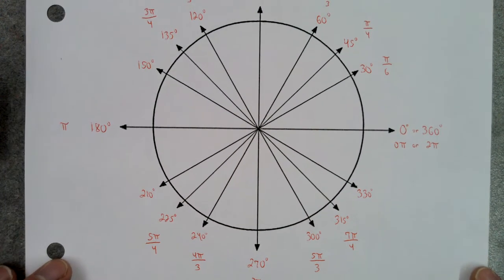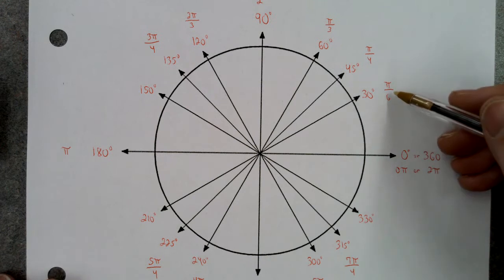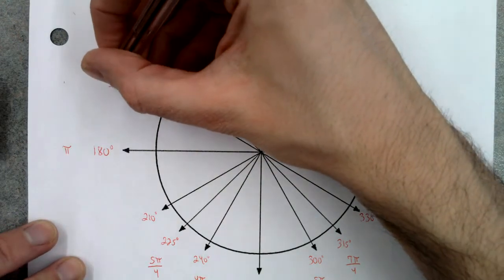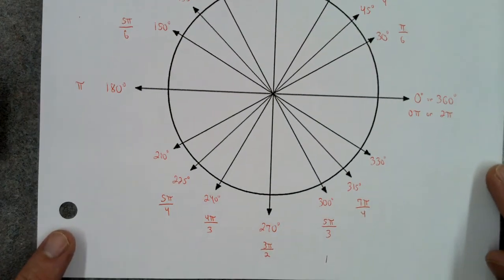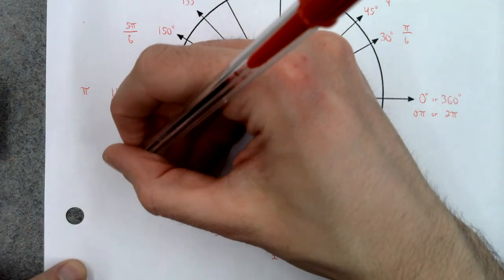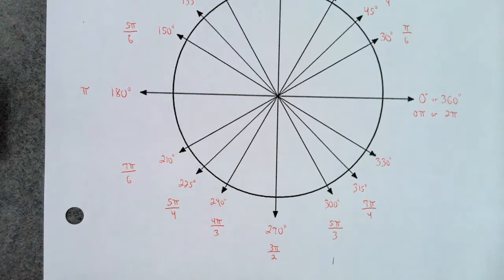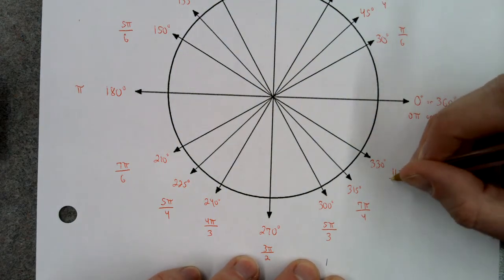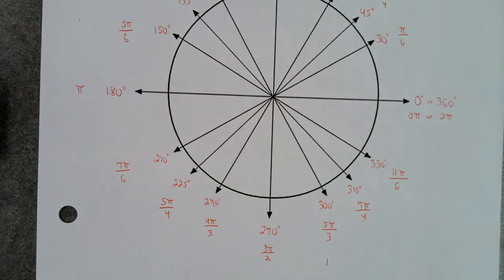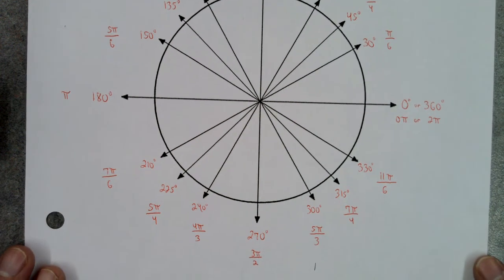Now I got to do it with the ones over 6. So pi over 6 over here. This one over here is going to be 5 pi over 6. 7 pi over 6. And the last one is 11 pi over 6. Now, I went quickly through all those. We've done that already. That was lesson 1. Now we're going to add on the coordinates. So now it's going to be new things.